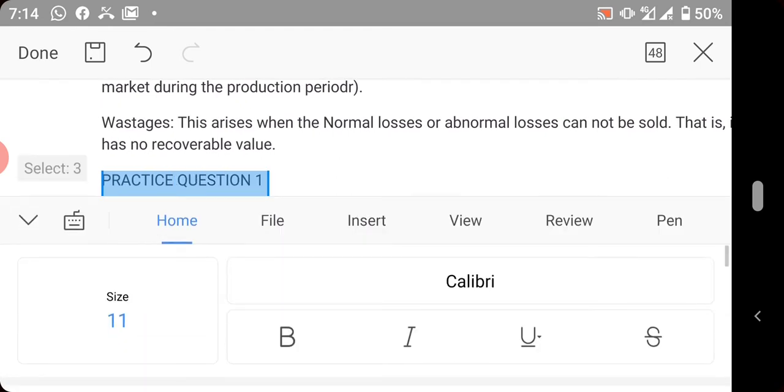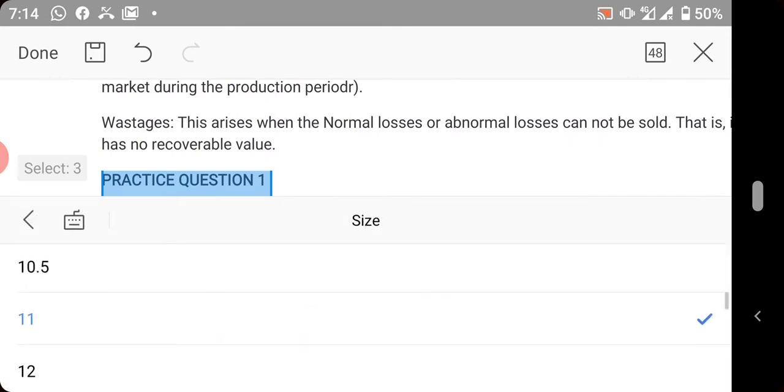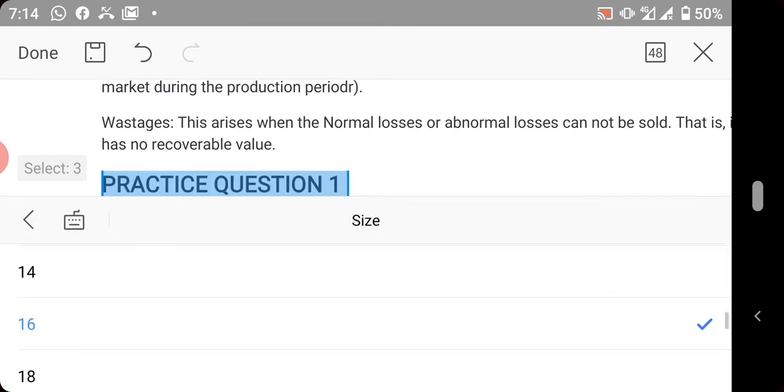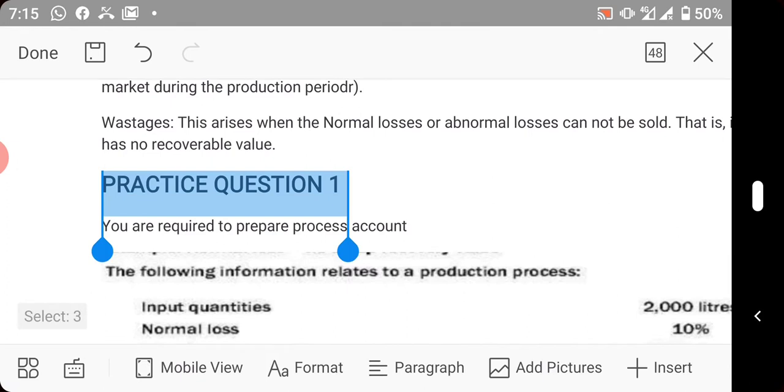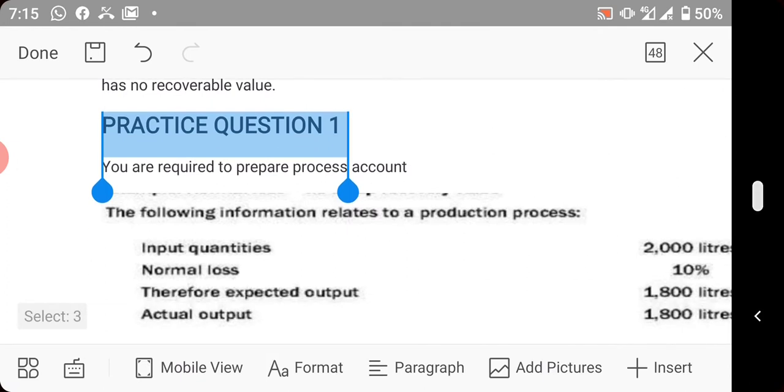So we'll now take practice question 1. Practice question 1 is actually what we look at to buttress our point so far and ensure that you understand it. Now, in this practice question 1, you are required to prepare process accounts. Am I understood? You are required to prepare process accounts.